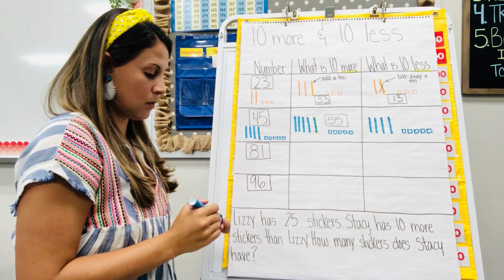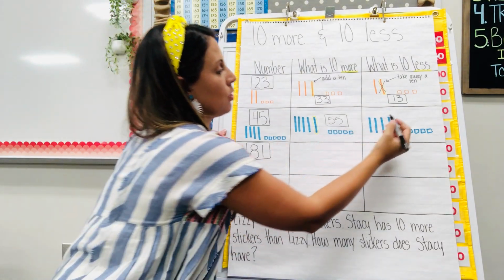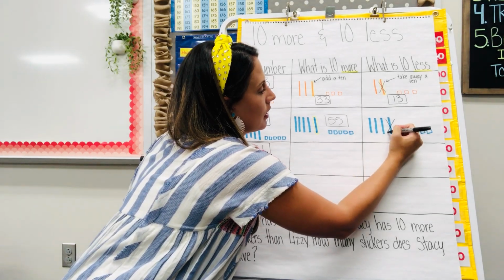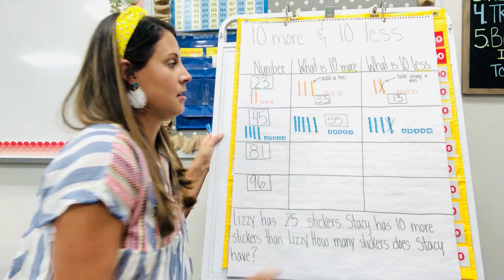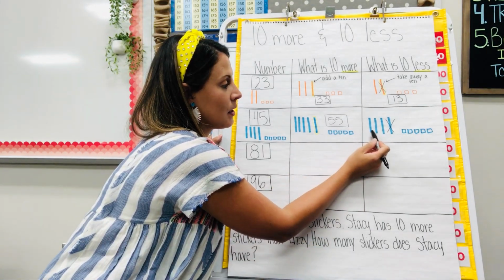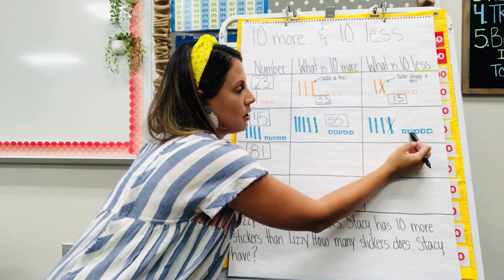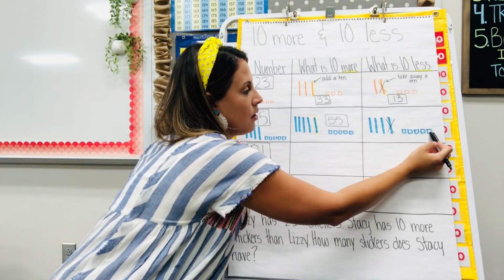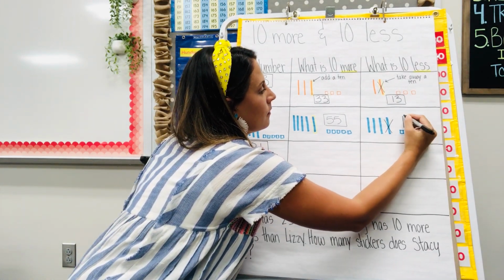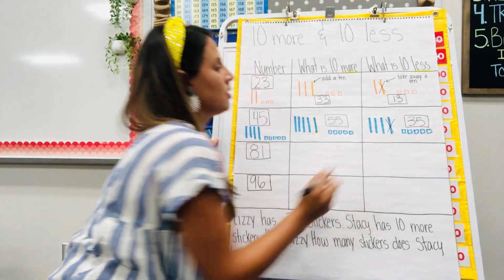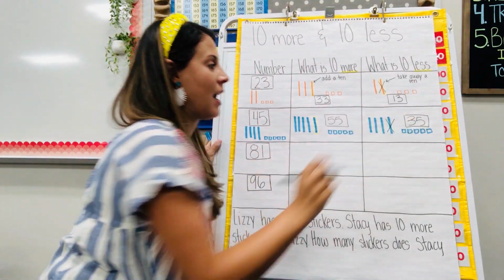Now less, we already said, means to subtract. So we're going to cross one out and we're not going to count it. We're going to take away a 10. 10 less. Then we count it. Help me count. 10, 20, 30, 31, 32, 33, 34, 35. So 10 less than 45 is 35.